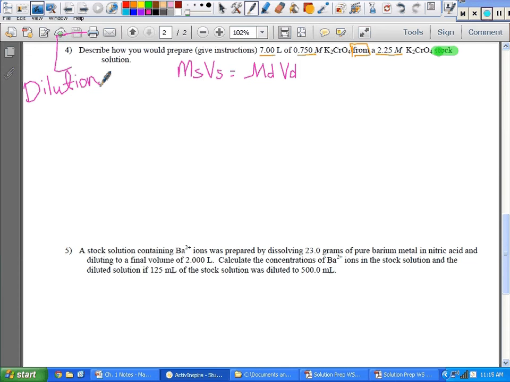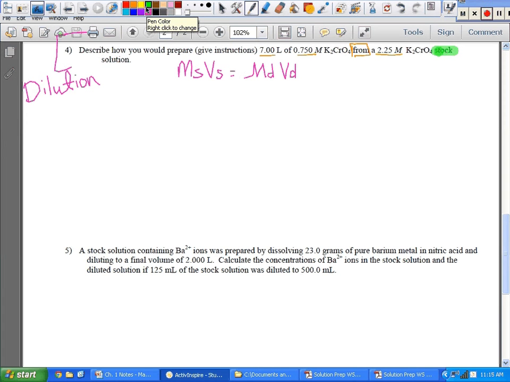But do they work the exact same? Instead of using potassium dichromate in water, you're going to use an acid and a base. But they work the same way mathematically. So you're given a volume, and you're given a concentration, and you're giving a concentration. So one of our pieces that is missing is our volume. But which volume is missing? Volume of the stock. Very good.